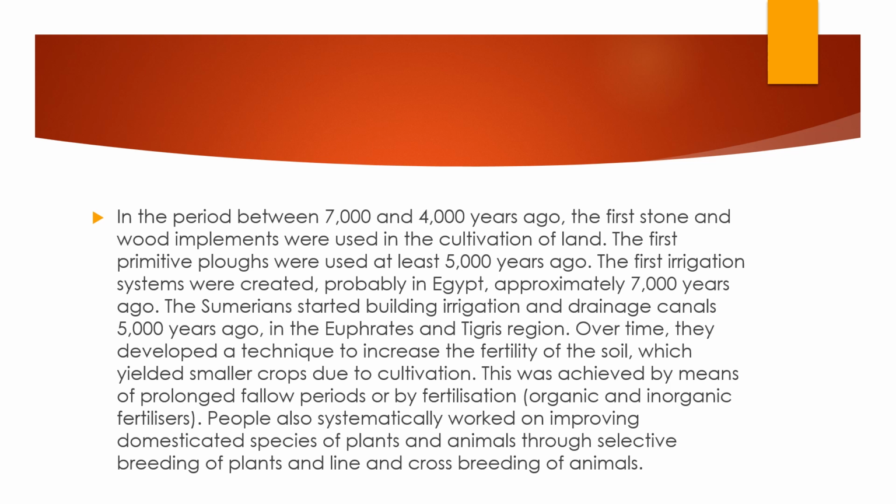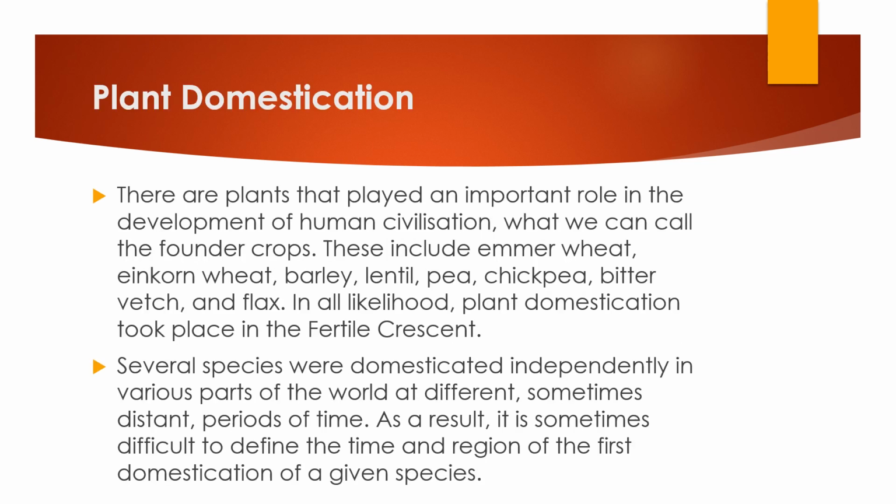Over time, they developed a technique to increase the fertility of the soil, which yielded smaller crops due to cultivation. This was achieved by means of prolonged fallow periods or by fertilization. People also systematically worked on improving domesticated species of plants and animals through selective breeding of plants and line and cross-breeding of animals.